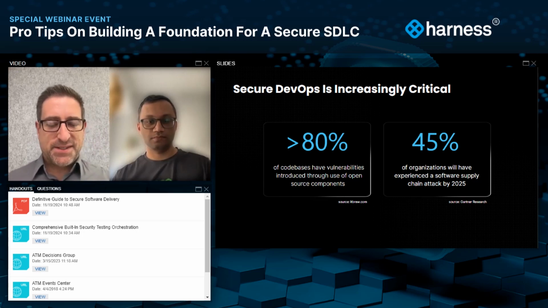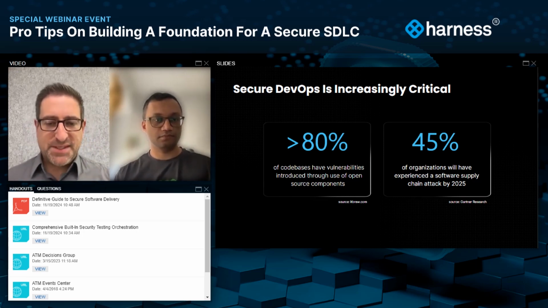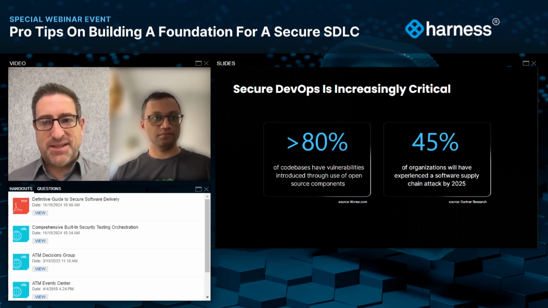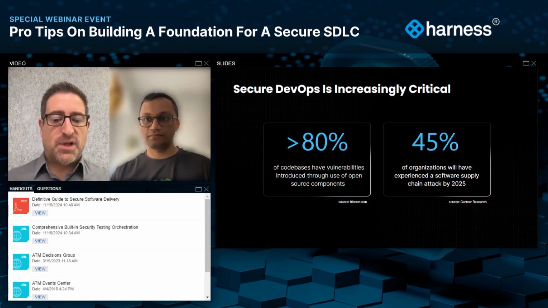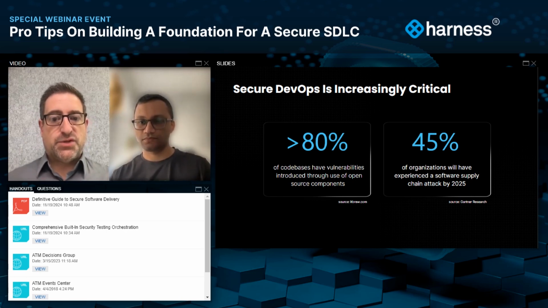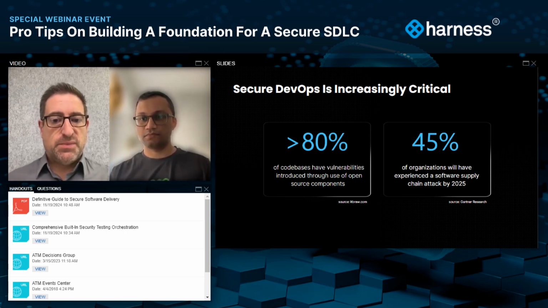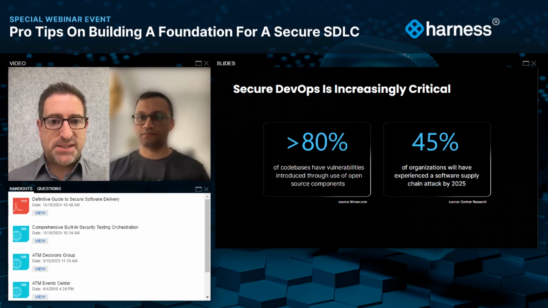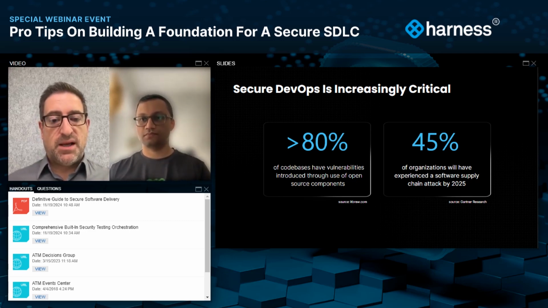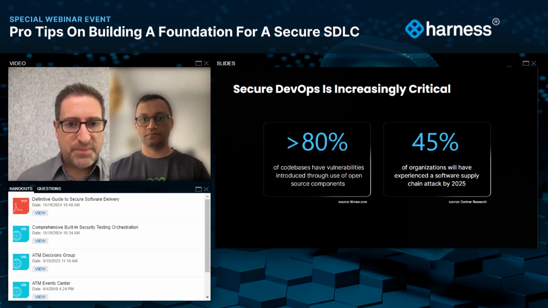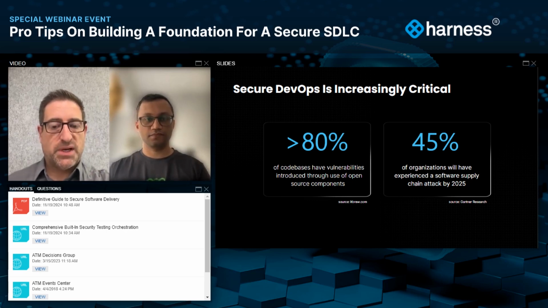So a little bit of context. These stats have made their way around. It's apparent that given the velocity at which modern applications are being built and deployed, there's a tremendous amount of open source libraries and dependencies used to build these applications. And so today as it stands, over 80% of code bases have vulnerabilities because of these open source components. That's somewhat alarming, but again, a basis for a lot of what we're going to cover here.